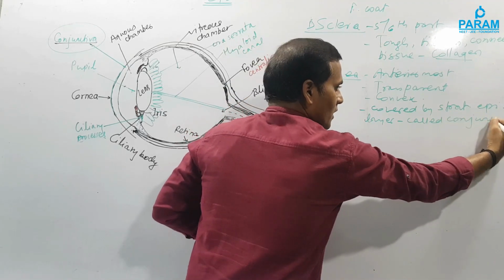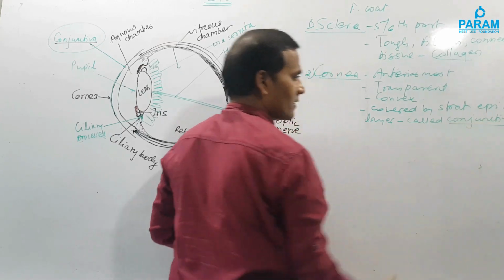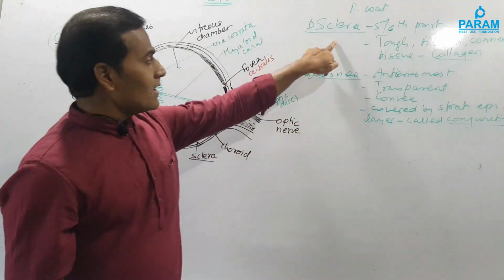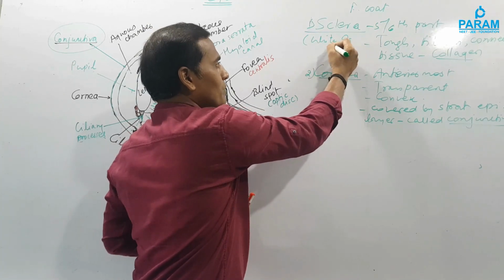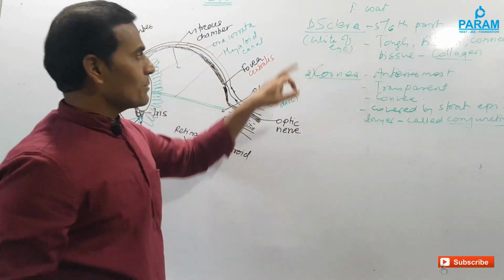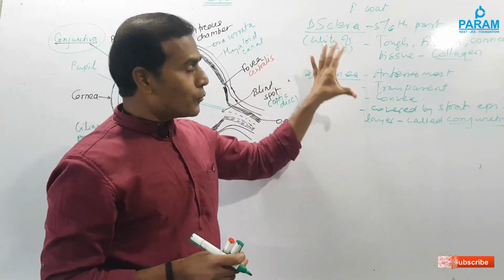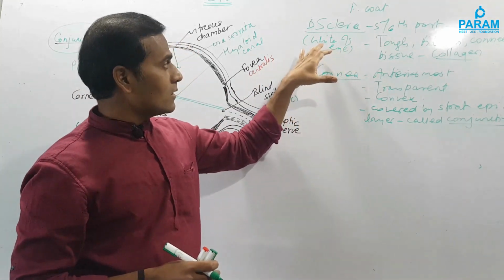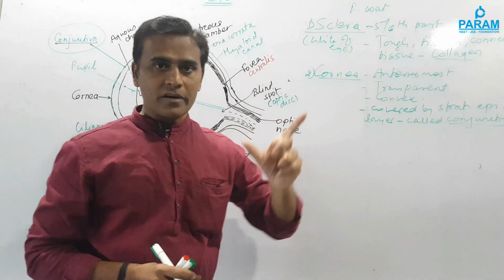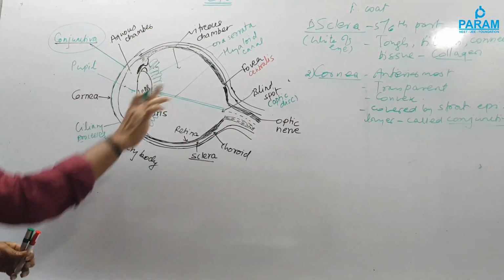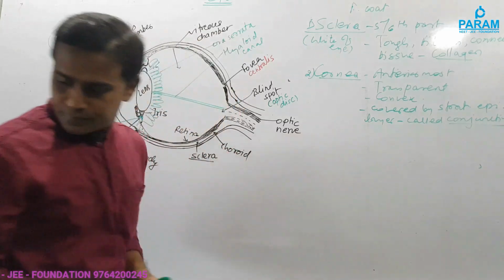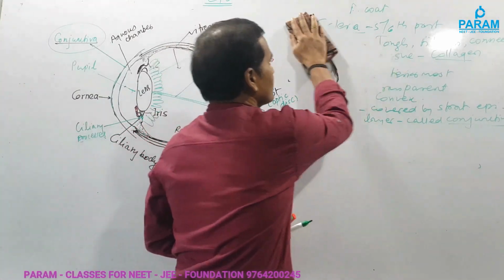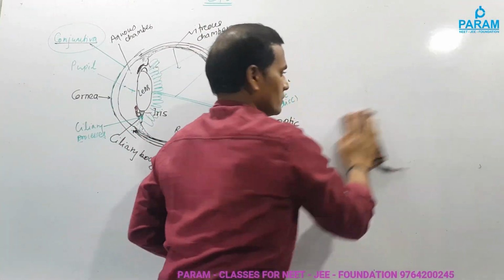Now, this sclera is popularly known as the white of the eye. Why? Because it appears white, and most of the portion of it is hidden in the orbit. So this is about your sclera and cornea. The next layer is the vascular coat.